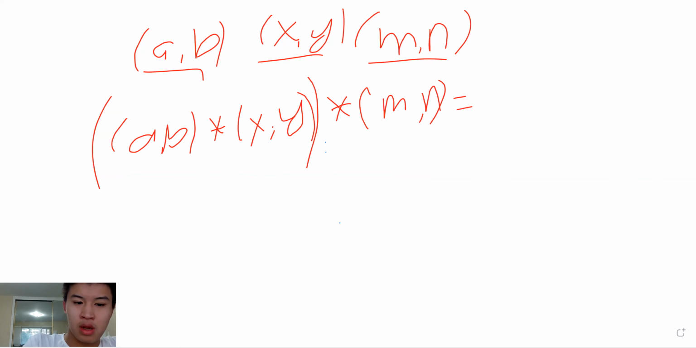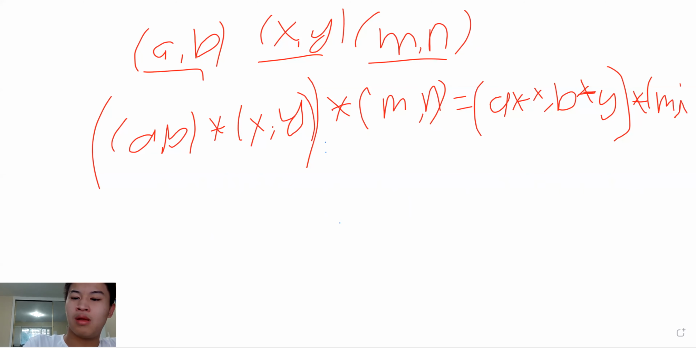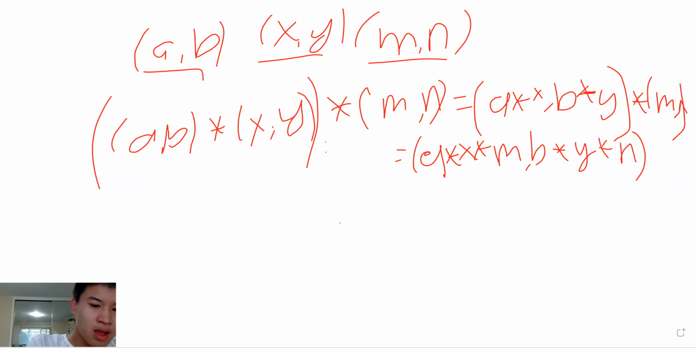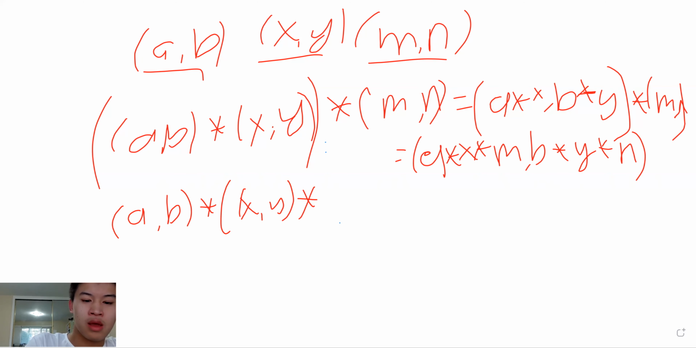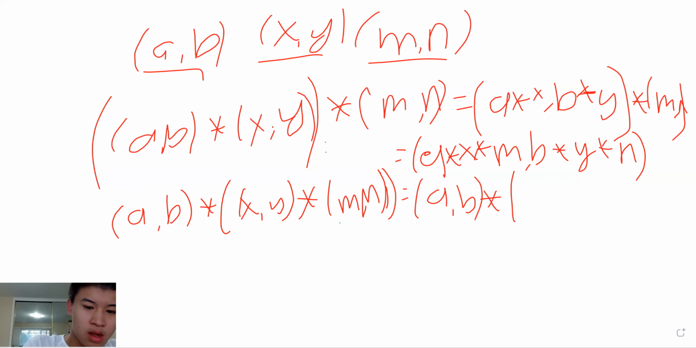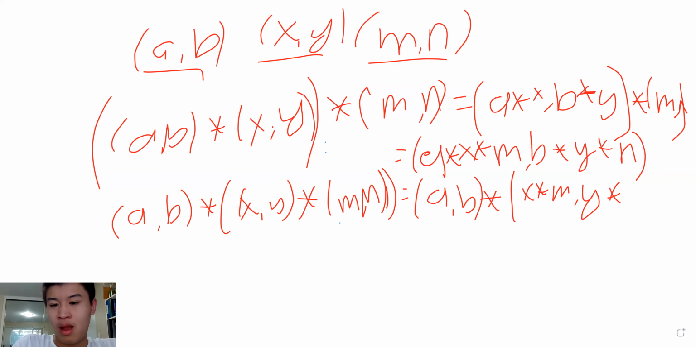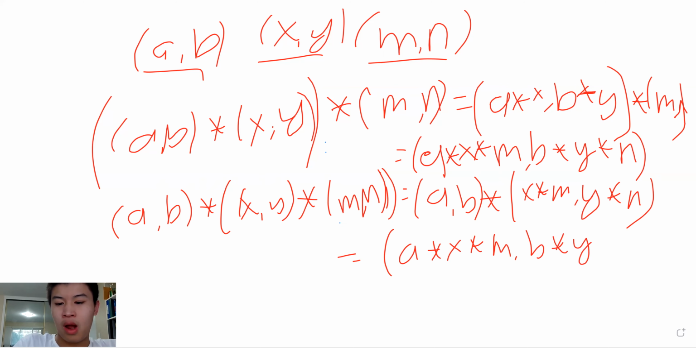What do we get? That will be A times X, B times Y, times M N. That will equal A times X times M, B times Y times N. And we do it the other way around, A B times the product of X Y and M N will be equal to A B times, we take the direct product, we get X times M, Y times N, which is equal to A times X times M, B times Y times N.